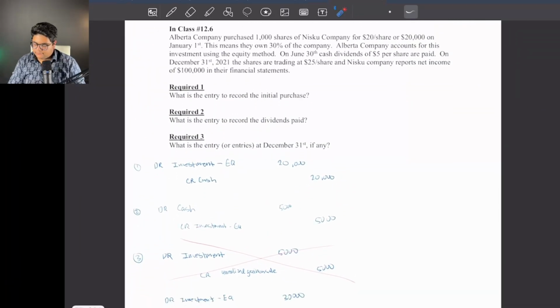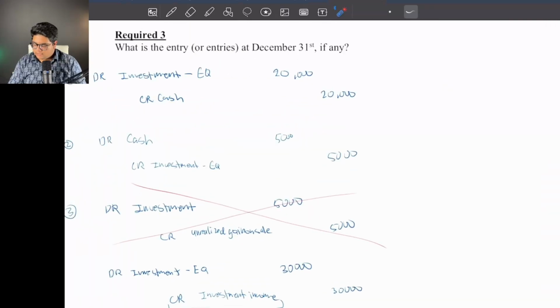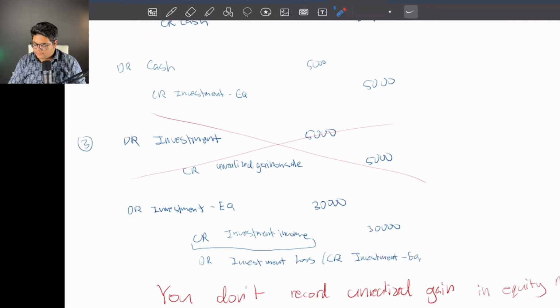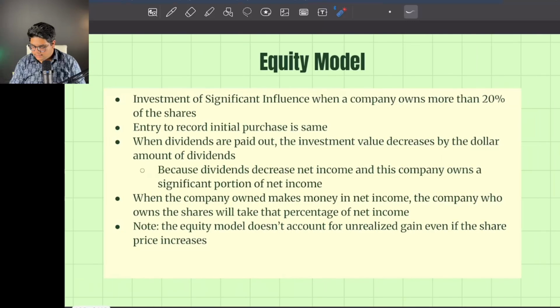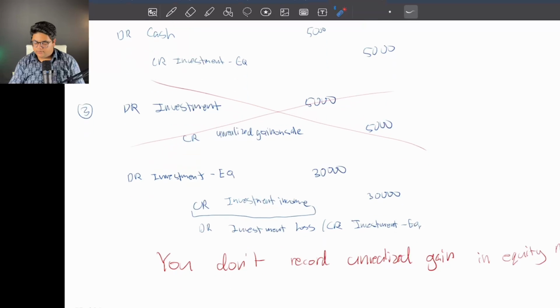So on December 31st, the share price was 25, we bought it for 20, so technically we have a $5 gain per share, and if you multiply that by 1,000, you would usually have done debit investment 5,000, credit unrealized gain. However, the equity model does not account for unrealized gain, as we explained previously. So this entry is not supposed to be here, which is why I crossed it out.